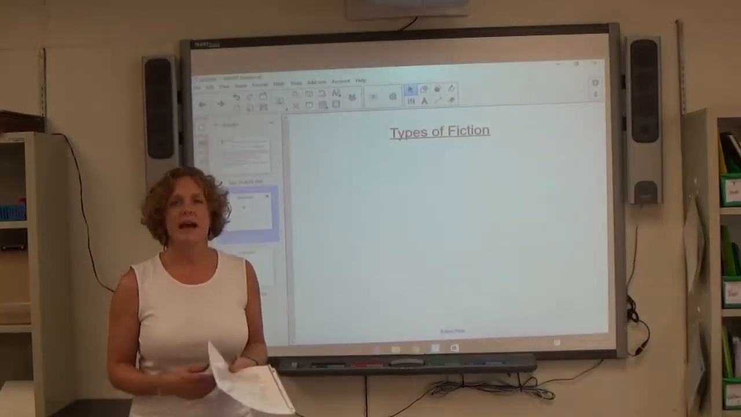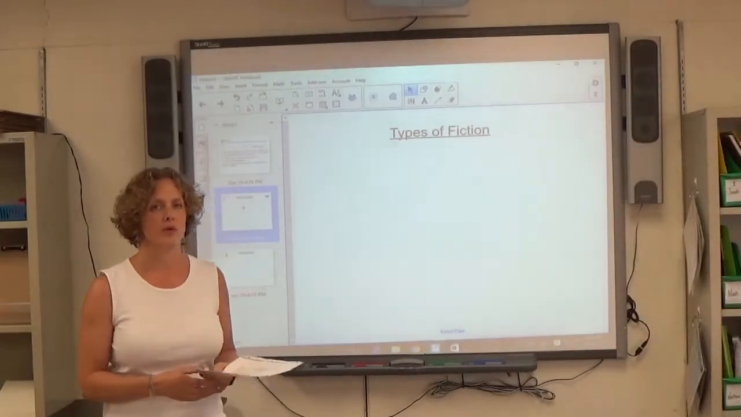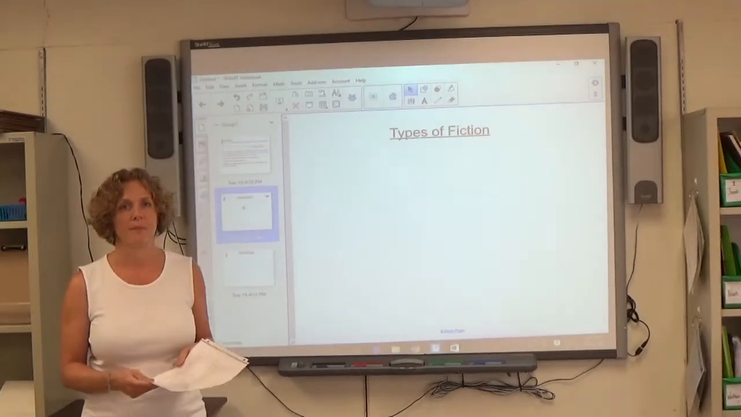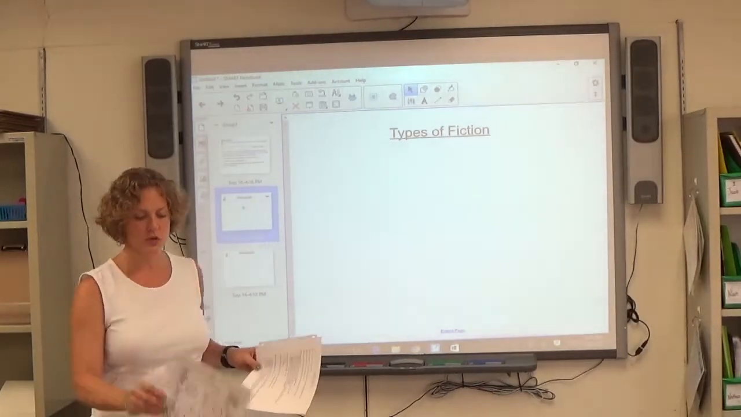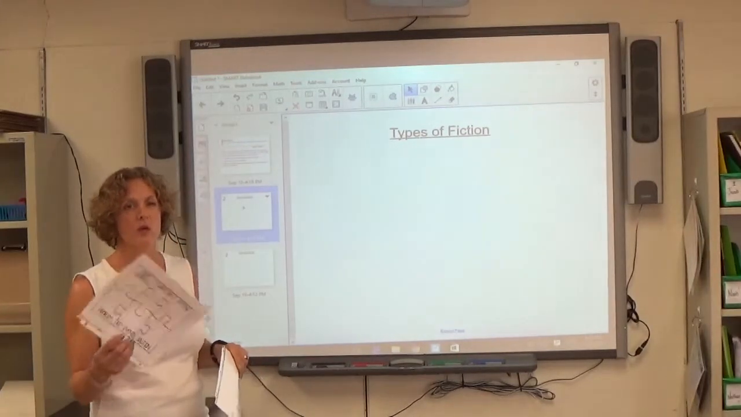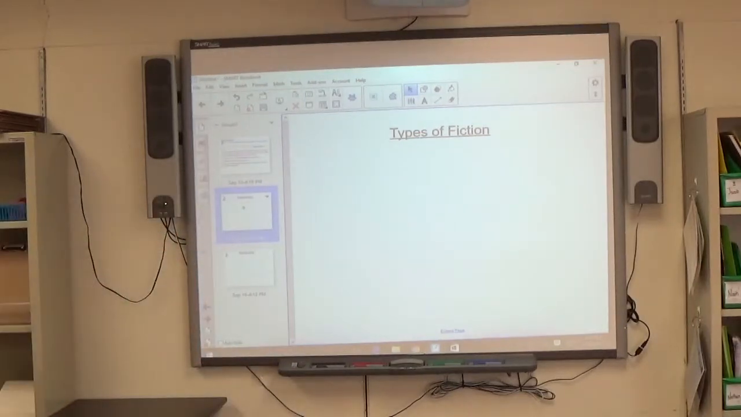There are several types of fictional stories that we will be looking at throughout the year, so it's important to know the differences between all of them. So on the back of your story element sheet, flip it over to the blank side, and we're going to take some notes on the types of fictional stories.